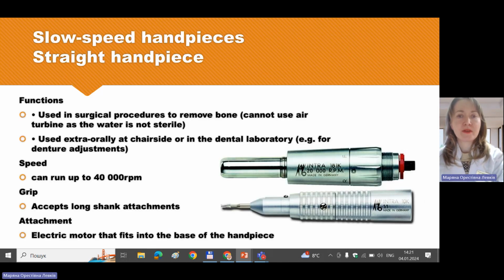Slow speed handpiece and straight handpiece in this slide. The functions of the straight slow handpiece: it is used in surgical procedures to remove bone, where an air turbine cannot be used as the water is not sterile in that case. It is used extraorally at chairside or in the dental laboratory, for example, for denture adjustments. The speed of this instrument can run up to 40,000 revolutions per minute. It accepts long shank attachments, and it is driven by an electric motor that fits into the base of the handpiece.